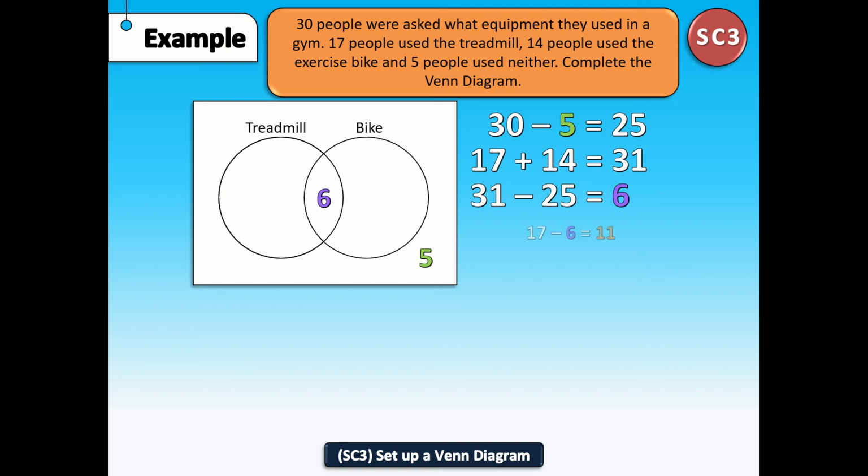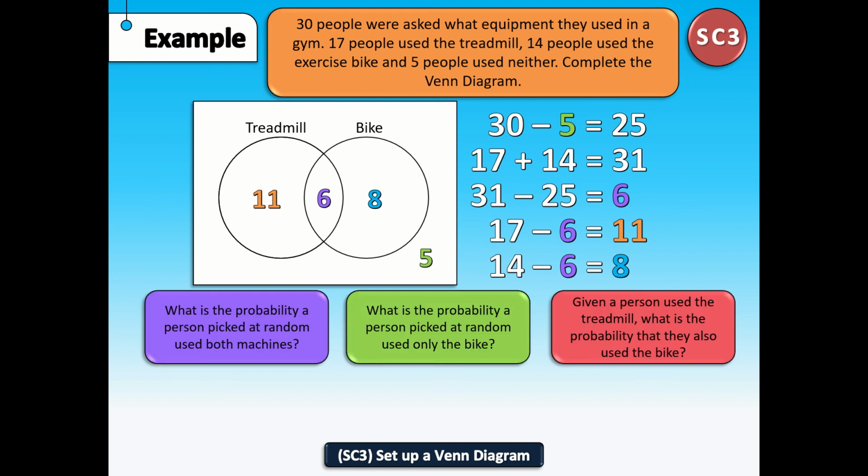Now 17 people use the treadmill, so that must mean there's 11 people who just use the treadmill, so didn't use the exercise bike as well. And there are 14 people that use the exercise bike, so if 6 use both, that must mean that 8 just use the exercise bike. So we've completed the Venn diagram. So now we can answer these questions.